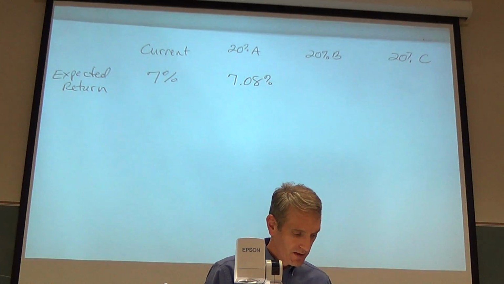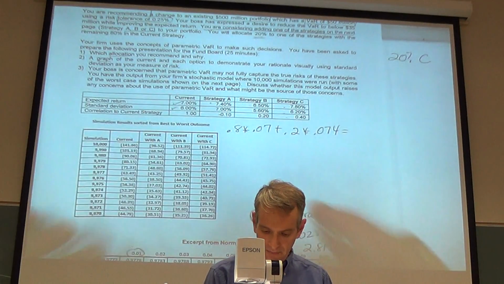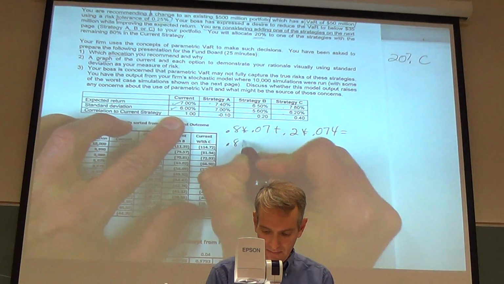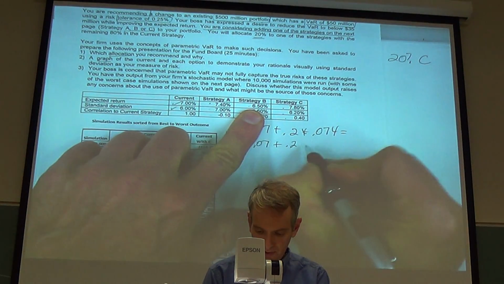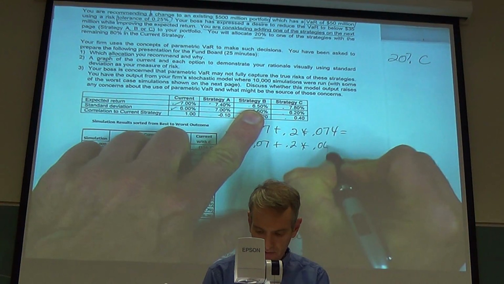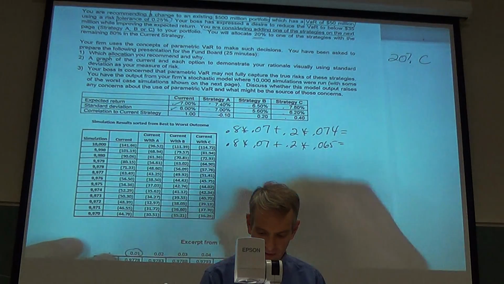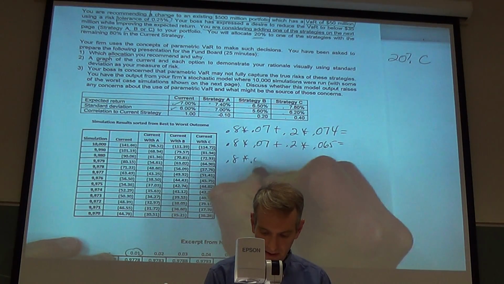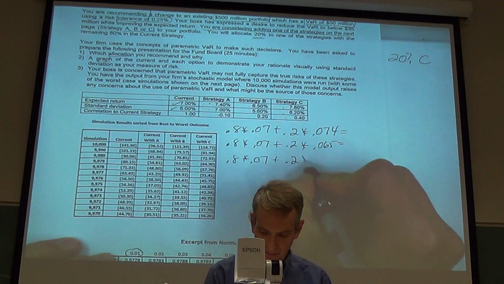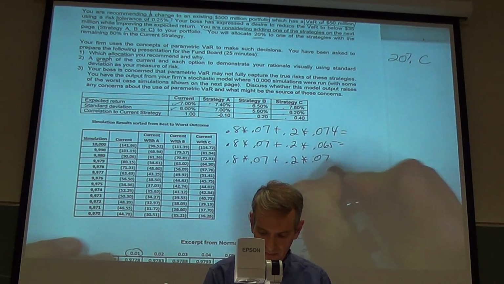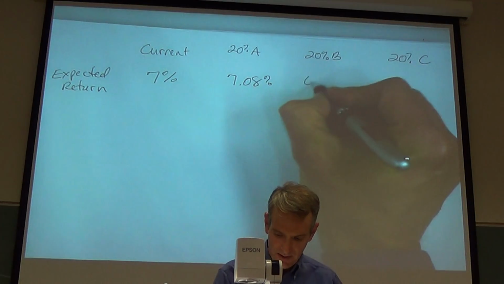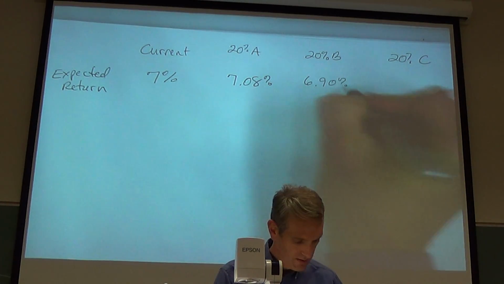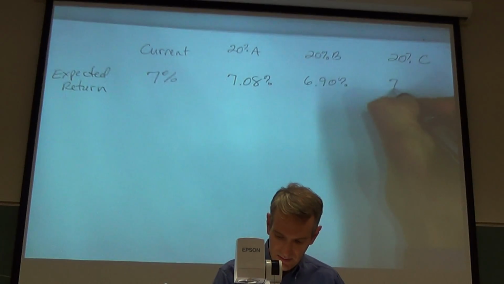So the same thing with B. With B, we'll have 80% at 7% plus 20% at 6.5%. And then for C, we'll have 80% at 7% plus 20% at 7.8%. So when we do those, we should get 6.9% and 7.16%.